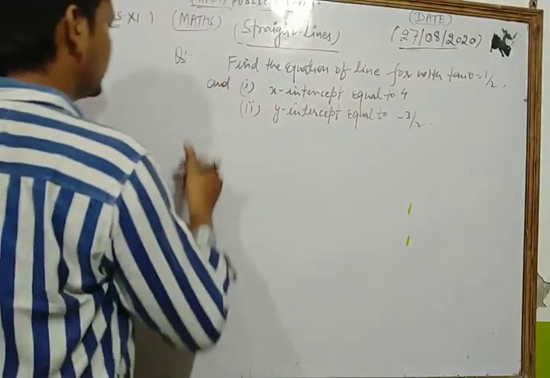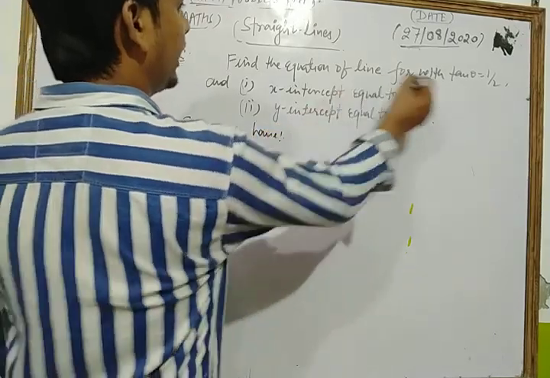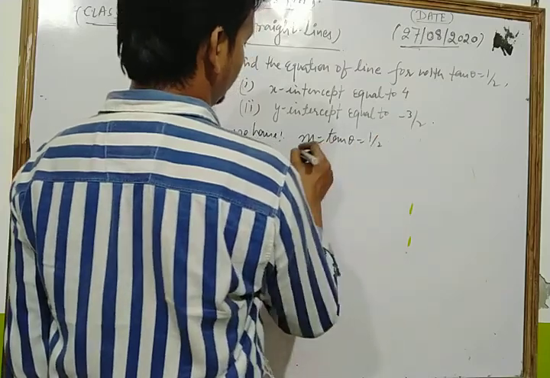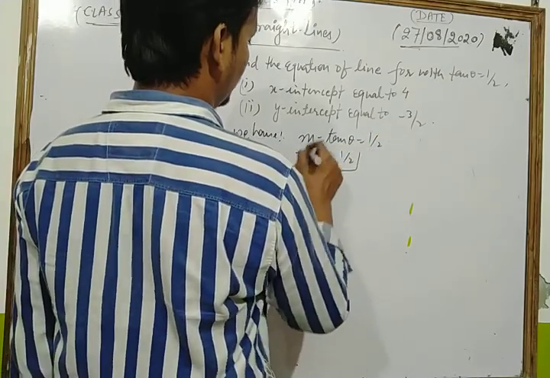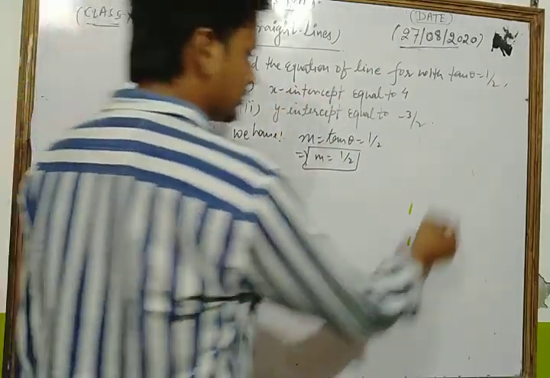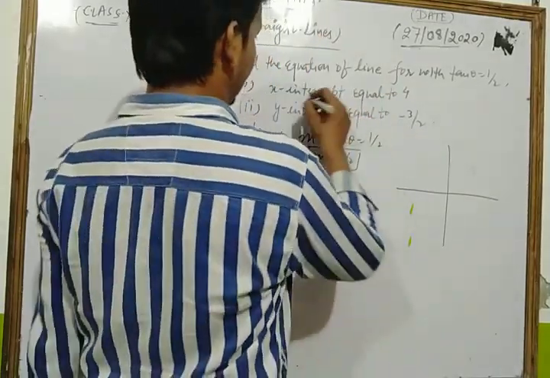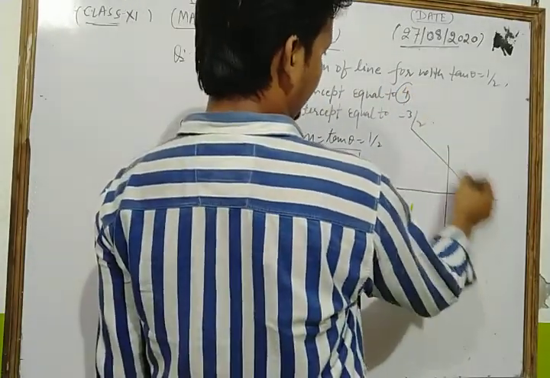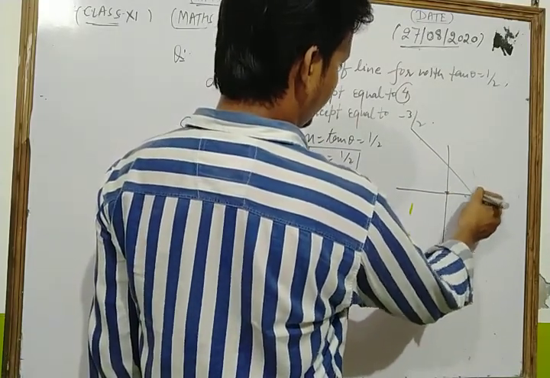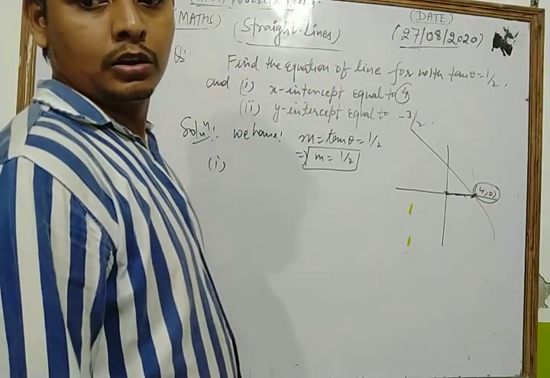Let's see its solution. Dear students, first of all we have m is equal to tan theta and it is equal to 1 by 2. So the slope of the required line is 1 by 2. Now we take and solve the first part of this question. X intercept equal to 4 means what? Suppose a line is drawn in this way, this is the x intercept. X intercept is 4, so that distance is 4. So the line passes through the point 4, 0.